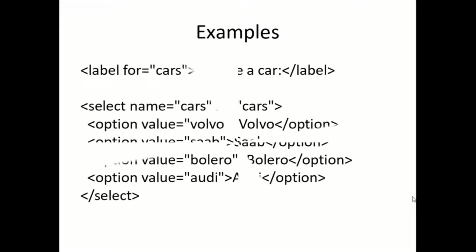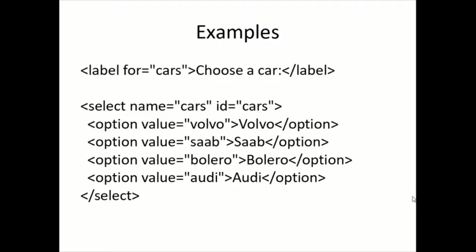For example, I added some code here, so you can see here. Yes, I created one label with the for attribute to associate with this list of cars. Choose a car. Here I gave the name as car.